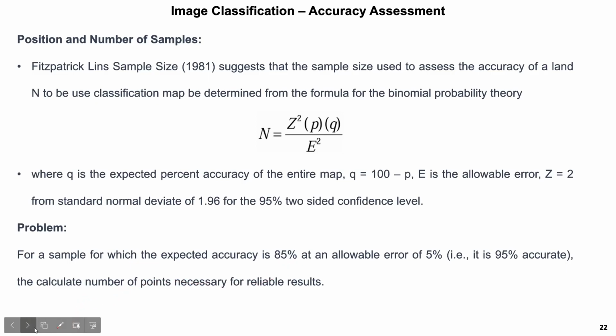So that is the difficulty in the case of supervised classification. What is Z exactly in this problem? Z is, for a 95% confidence interval, the standard normal deviate. This can be taken from the standard normal tables. So here we can directly put that value, 1.96.